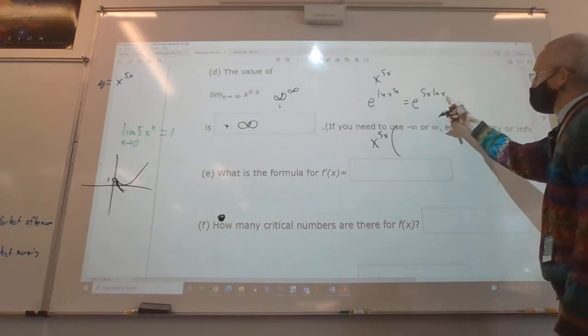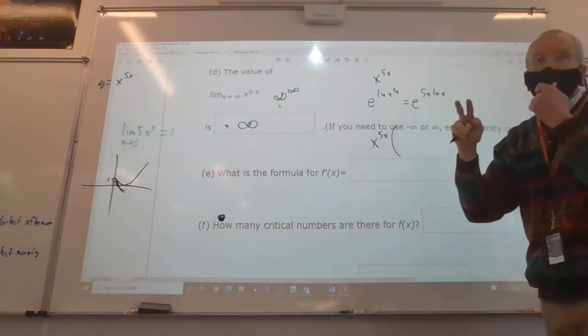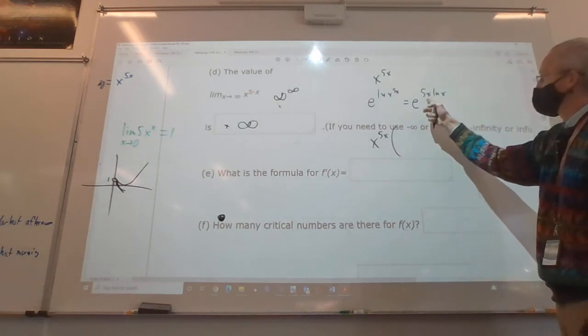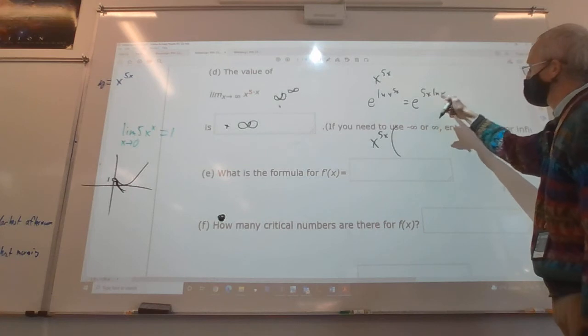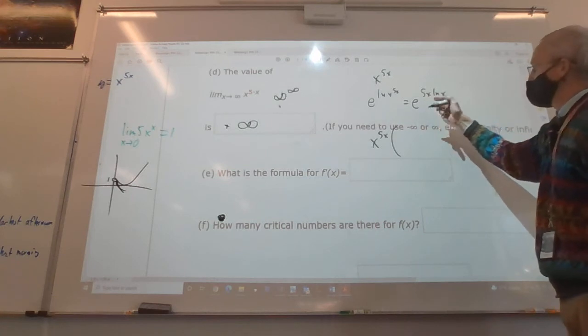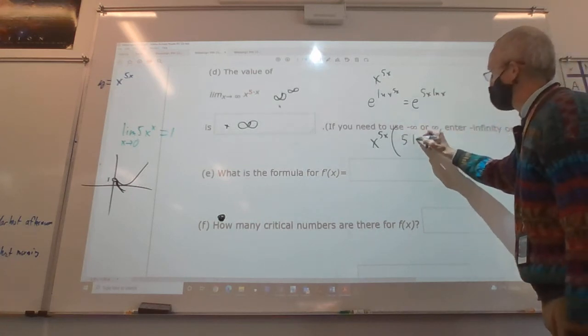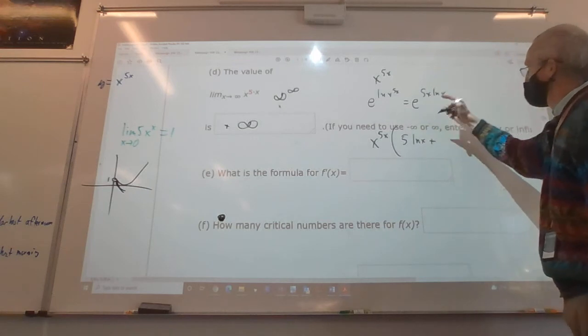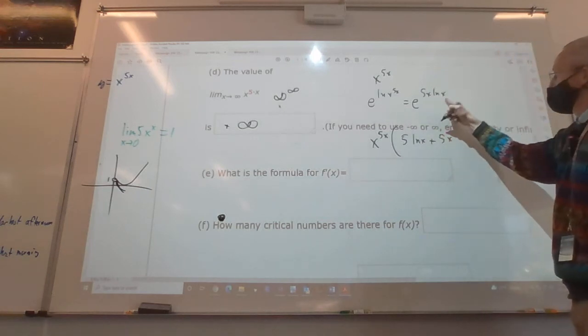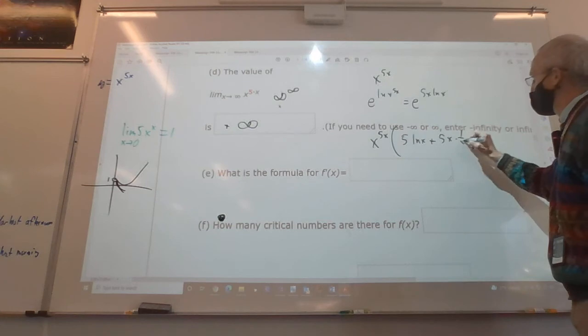So what's the derivative of this? You've got to put parentheses because it's something plus something. It's a product rule: the derivative of the first times the second. The derivative of 5x is 5, so 5 ln of x, plus the first, 5x, times the derivative of ln of x, which is 1 over x.